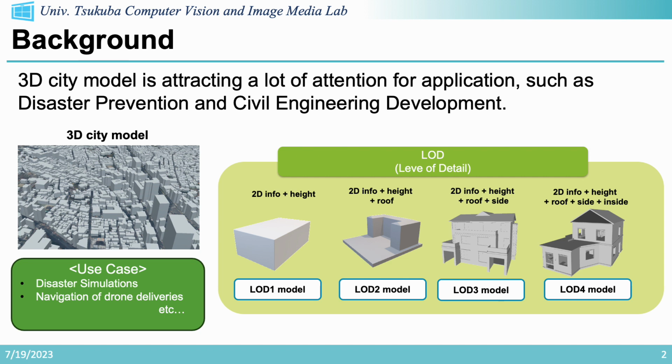Level of detail (LOD) of 3D city model are defined by CityGML and are classified into 4 levels. As shown in the figure on the right, LOD1 is a model consisting only of the area and the height of buildings, while LOD4 is a model with information on the side and the interior of buildings. For extending the application, city modeling with more detailed object is preferred.